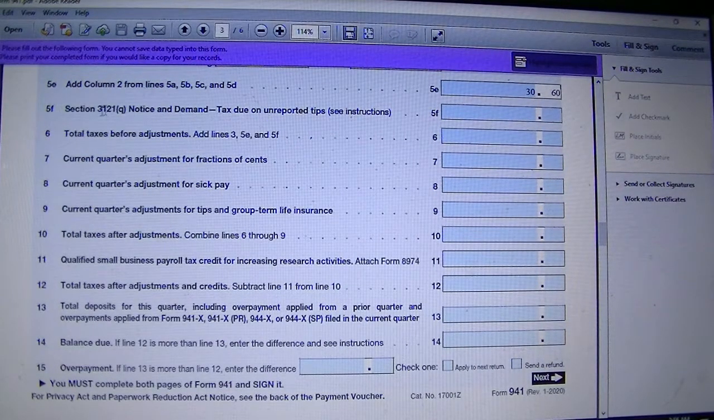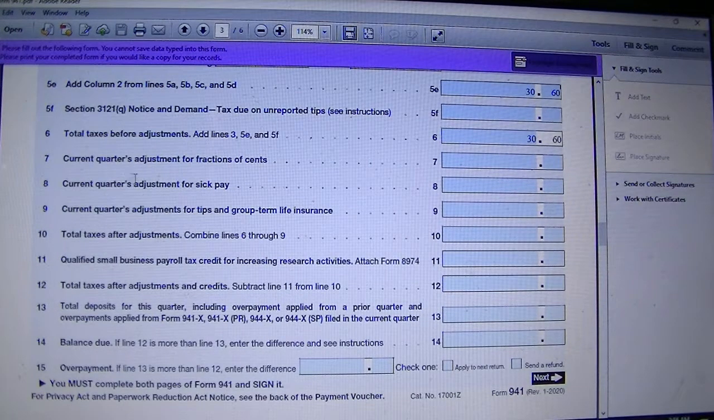And line 6, total tax before adjustment. So if we have something on line 5F, then we will total line 5E and 5F to put it on line 6. So our line 6 here is going to be $30.60. Line 7, current quarter's adjustment for fraction of cents. So if you are making some adjustment here, you'll put it as well.